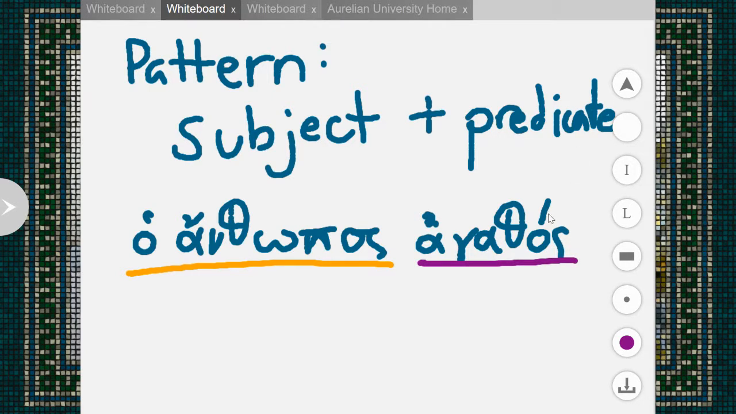So, for example, here we've got a subject in orange and a predicate in purple. Anthropos, this means the man or the person. Then agathos, good. So the man or the person is good. That's a complete sentence in Greek. Now the order of this can be mixed up a little bit. Generally, however, we'll have a definite thing in the subject. So the man, the woman, the child, if we're using the vocabulary words introduced recently.